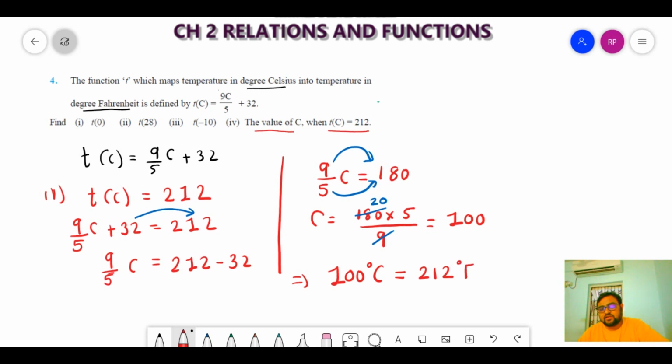is equal to 212 degrees Fahrenheit. Okay, so this was about the fourth part of question number 4. Okay, note it down.